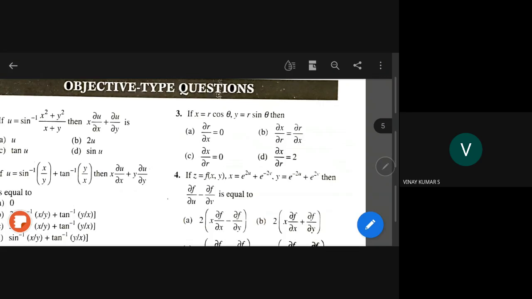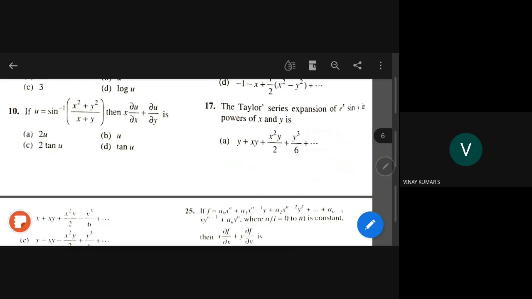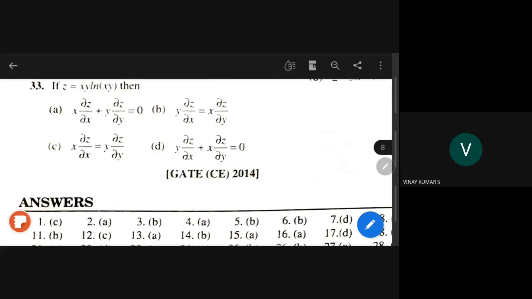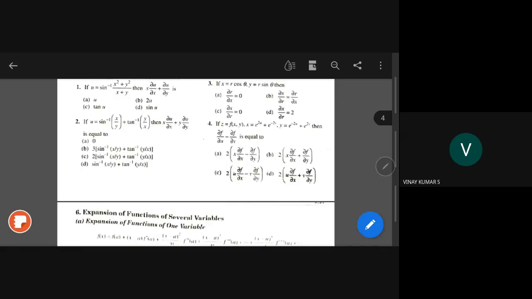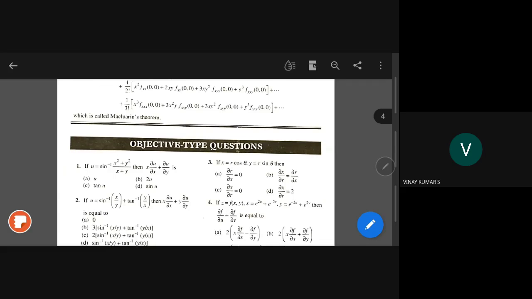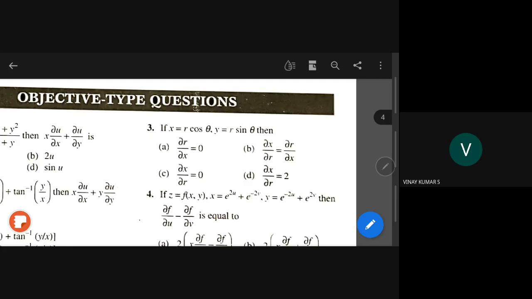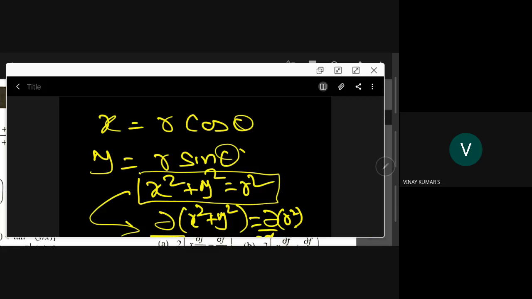Now ∂x/∂r and ∂r, again so many mistakes in this one. Third question, let me see the answer. For third question B he says. So if it is 3, ∂x/∂r is ∂r/∂x. How can I get ∂r/∂x? Okay, good. Now from that, x is equal to r cos θ.